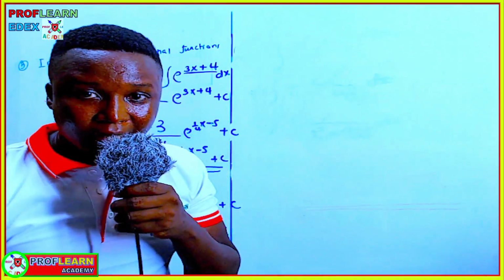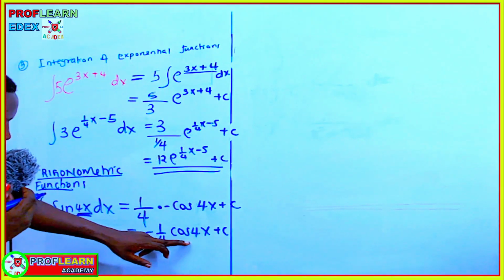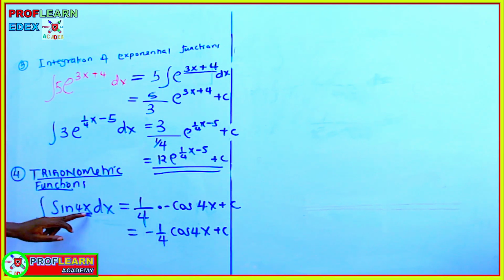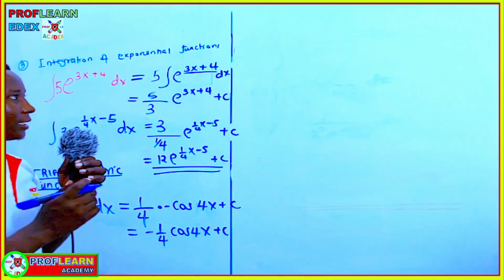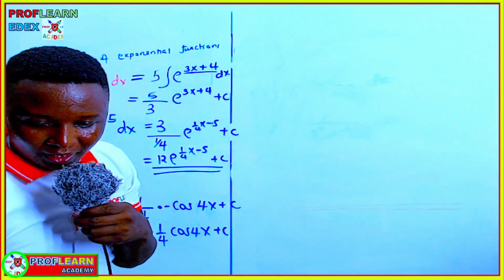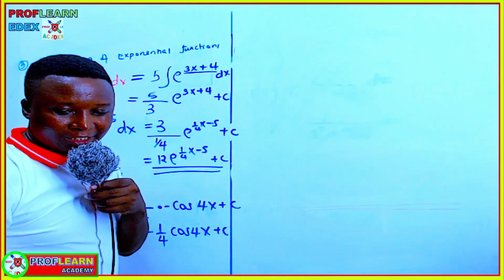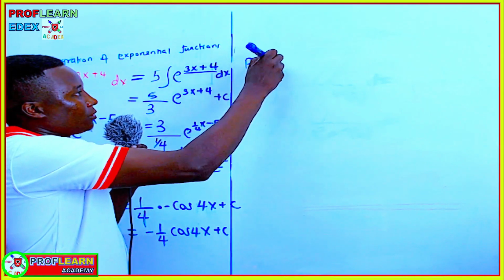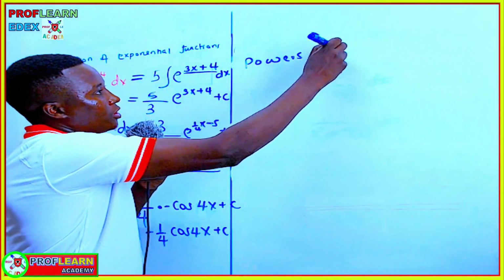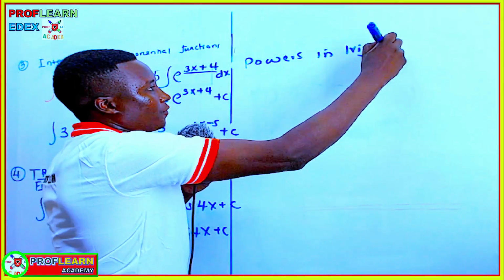Because of that, ensure that when you are having a function here in the trigonometric function, you are going to differentiate it and divide like that. In the event you are given tan squared 5x, powers of trigonometric functions, powers in trig functions.